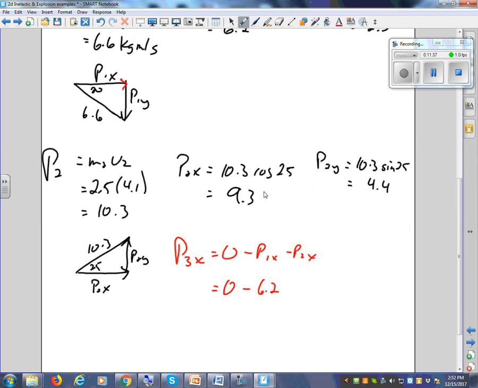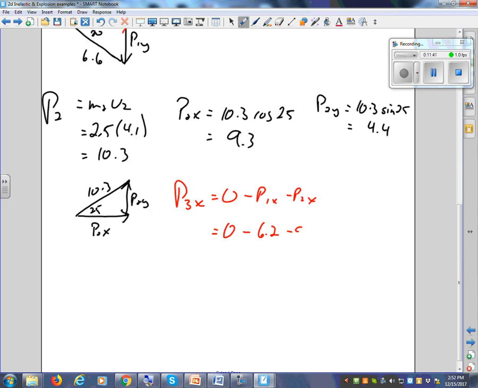6.2. P3x is also to the right, so minus 9.3. Does that work for you, Megan? Do it like that? I don't like it. You don't like it? Really? It's just weird. That's all. You can't subtract from 0? Is that what's bothering you?